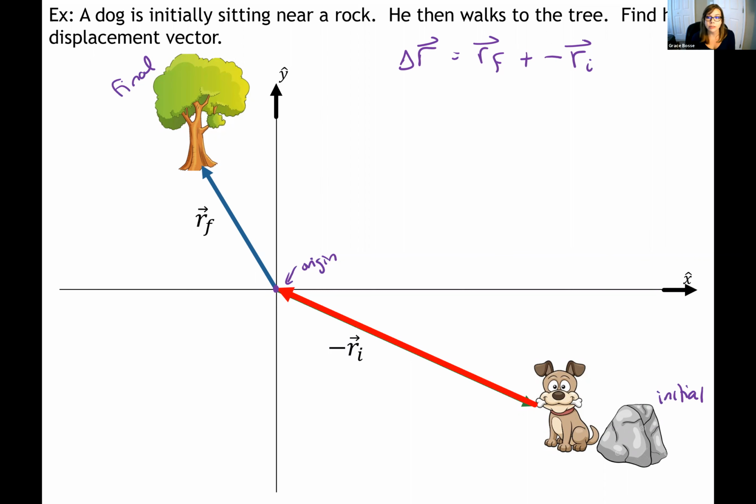So I place those two vectors tip to tail. They're already tip to tail for me by definition here. Okay, and now I draw my resultant vector. It starts at the tail of my first one and goes to the tip of my last one. So there is delta R. That's my displacement. It literally describes how the dog changed. He was initially at the rock and now he's at the tree. So that's the displacement vector to describe the change in position of that dog.